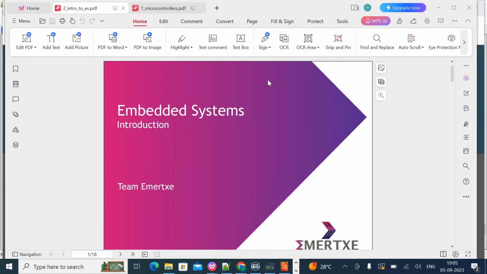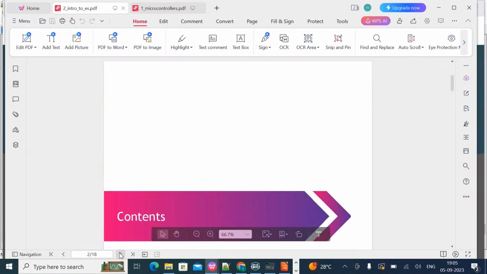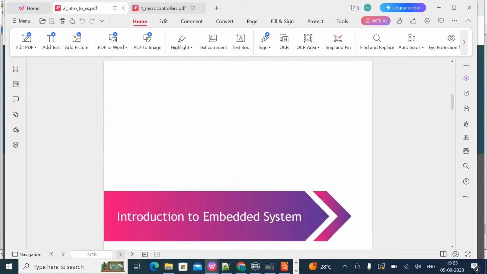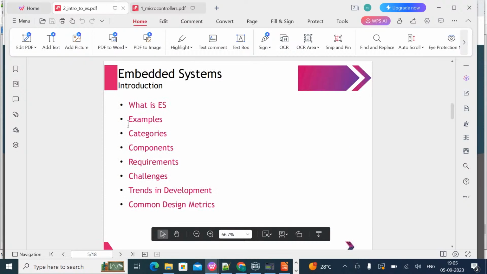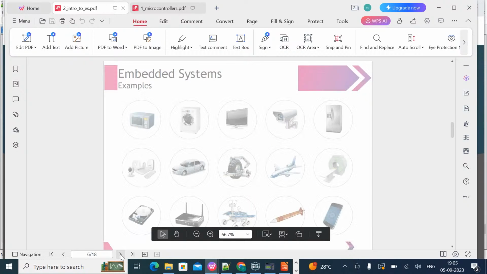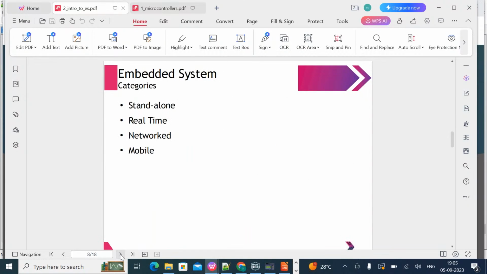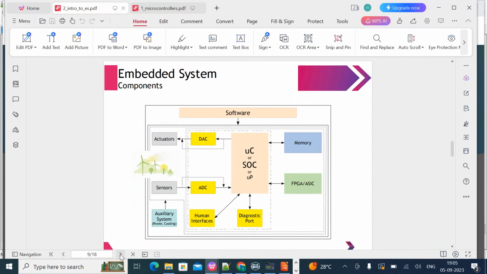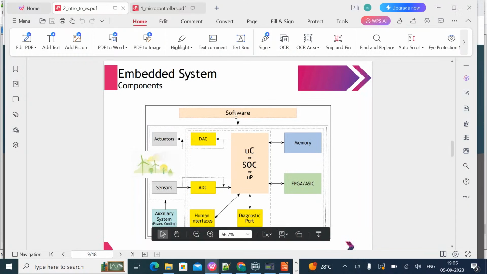Okay, great. So everyone, please pay attention. In the last session, we were discussing the introduction to the embedded system. In that introduction, we discussed what an embedded system is. Then later we saw different examples of the embedded system. We even discussed the different categories of the embedded system and different components of the embedded system. Not all, but a few of the important components we discussed here.